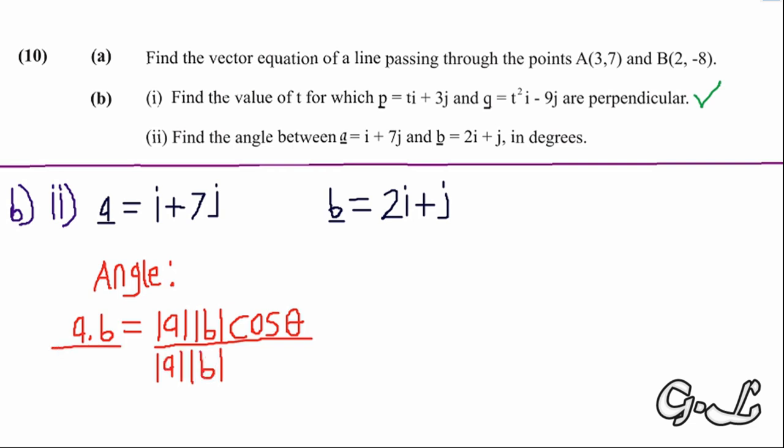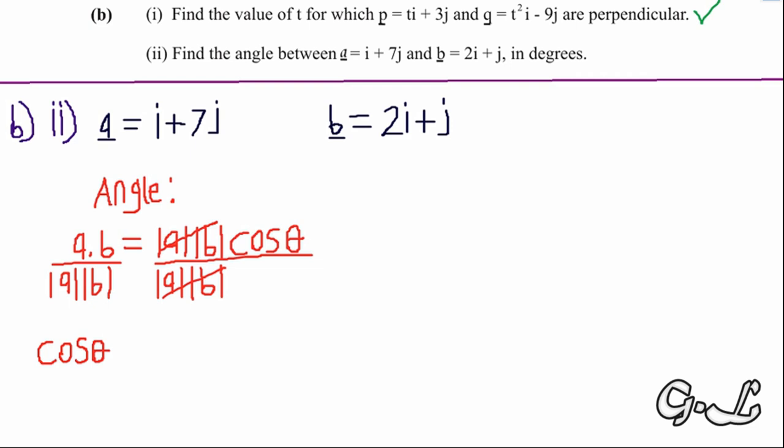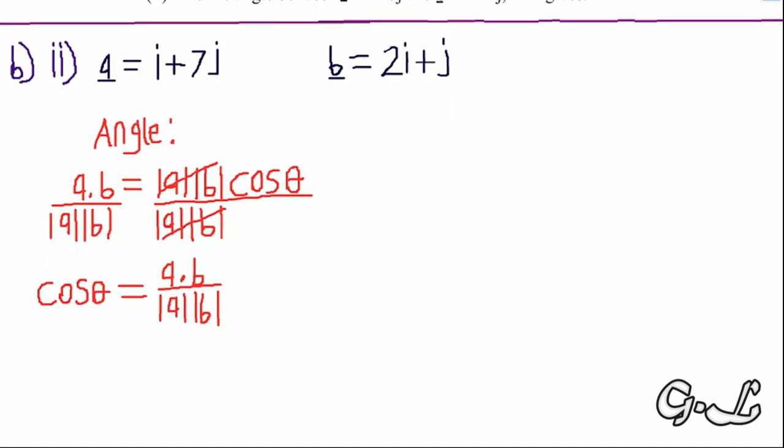So for that reason, we're going to divide both sides of the equation by the magnitude of A multiplied by the magnitude of B. So we're simply going to have cos theta is equal to A·B over the magnitude of A multiplied by the magnitude of B, like that. So this is how it is.